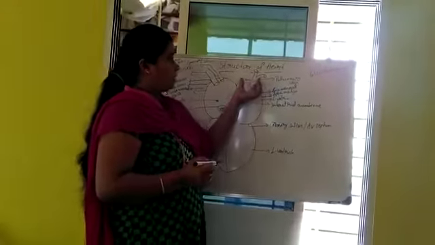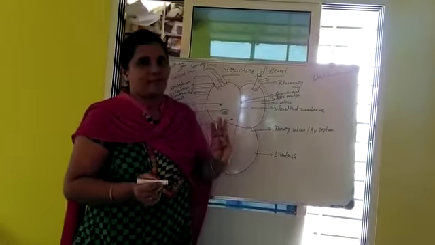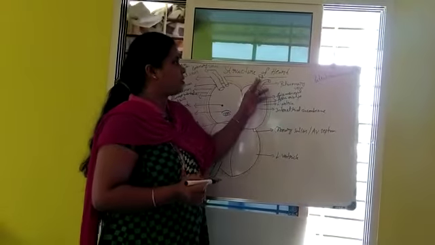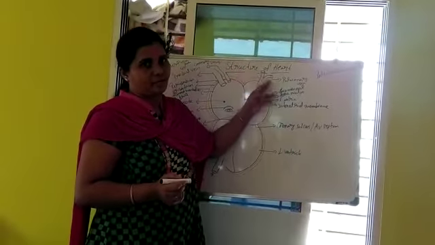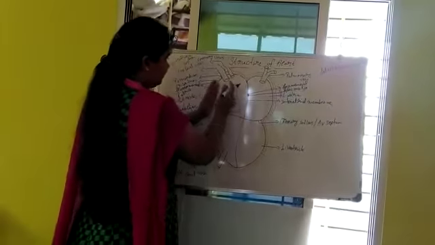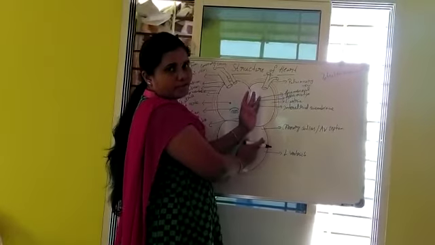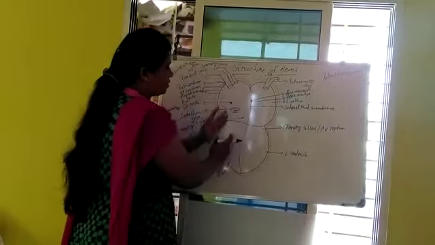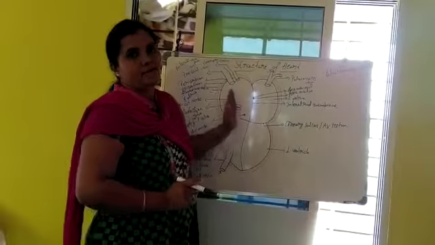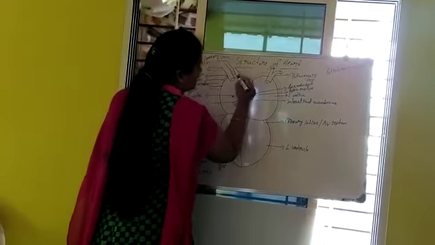How many pulmonary veins are there? Totally four pulmonary veins are there. Two are coming from the left side and two are coming from the right side. See here, the left atria is fully filled with what type of blood? Oxygenated blood. And the right atria is fully filled with deoxygenated blood.